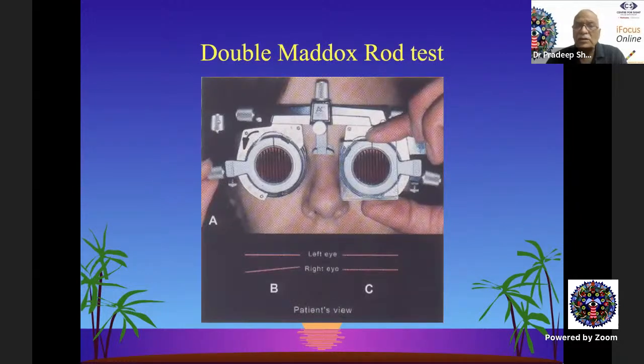Now, this is showing you the double Maddox rod. You can see the tilt which is seen on the bottom line and becomes corrected when you move one of the Maddox rods, and that much amount of correction which we have to make will tell us about the torsion which is there. When there is no deviation, we may induce a deviation to separate the two horizontal lines by putting a base down prism as is shown in this illustration.